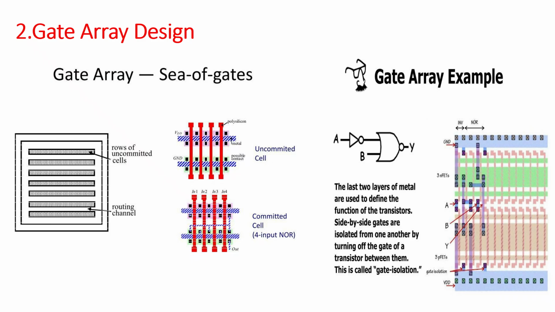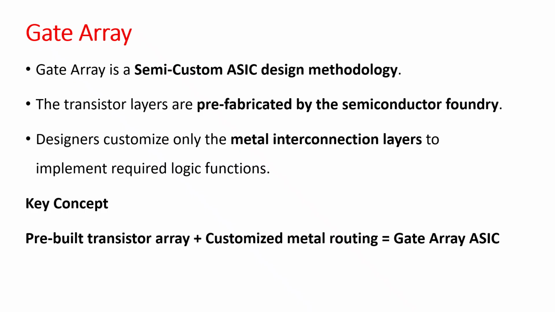Then the next one, we move to gate array design. Gate array design consists of a sea of gates. In a sea of gates, the transistor layers are prefabricated and only the metal interconnection layers are customized. There are two types of gate arrays: one is the channeled gate array and the other is channelless, also called sea of gates.